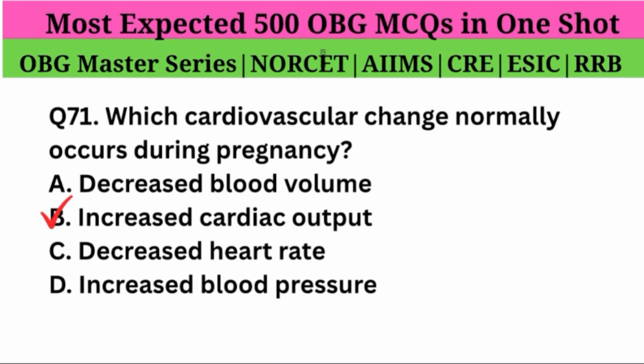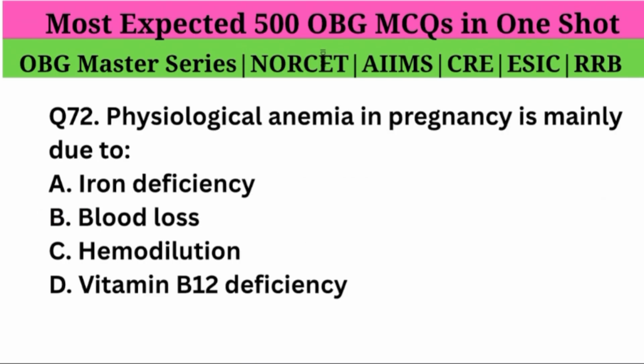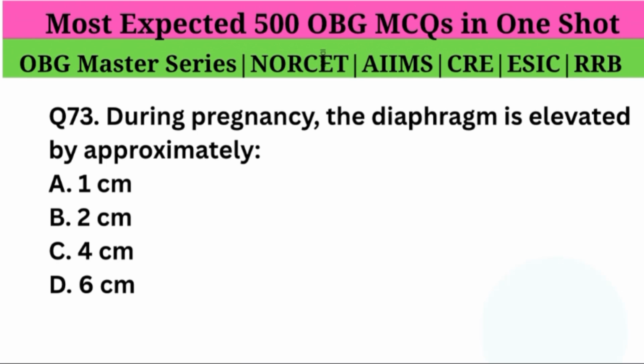Your correct option is option B, increased cardiac output. Next question, physiological anemia in pregnancy is mainly due to. Your correct option is option C, hemodilution. Next one, during pregnancy, the diaphragm is elevated by approximately.